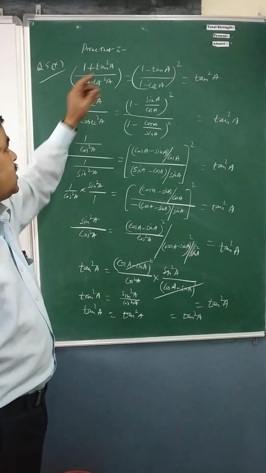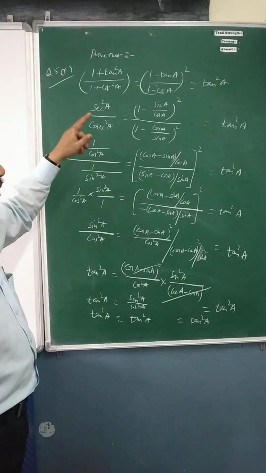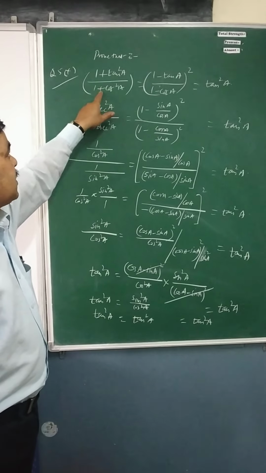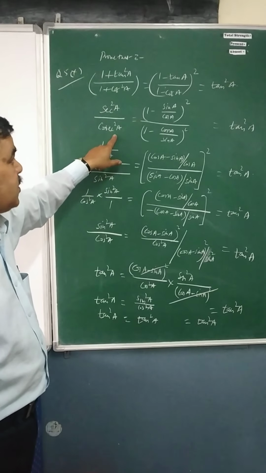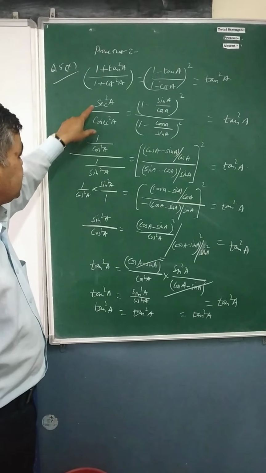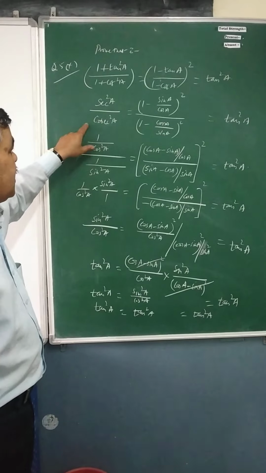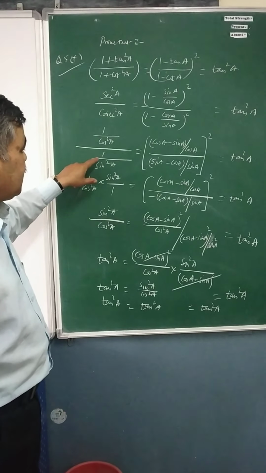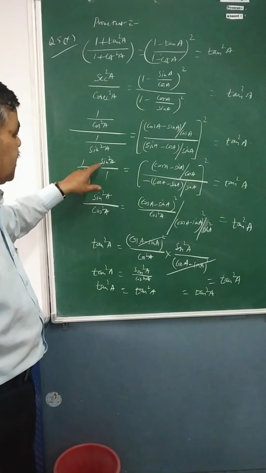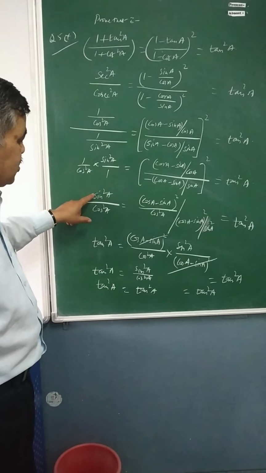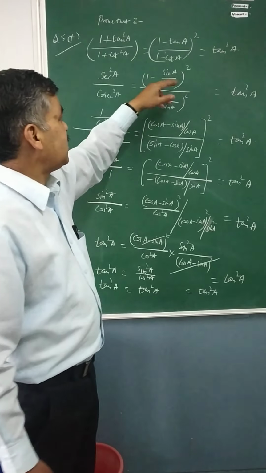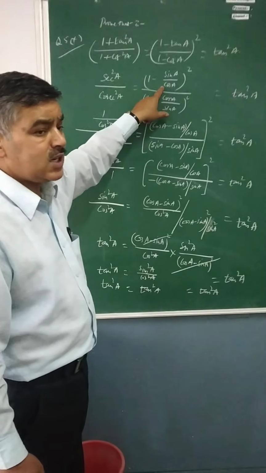So 1 plus tangent square A, I know secant square A minus tangent square A is 1, so 1 plus tangent square A I write is equal to secant square A. Then 1 plus cot square A I can write is equal to cosec square A, because cosec square A minus cot square A is equal to 1. Then if you solve this, secant is the reciprocal of cos, 1 upon cos square A. Cosec square is the reciprocal of sin, 1 upon sin square A. And if you solve this, take the reciprocal: 1 upon cos square A into sin square A upon 1. Here it will be sin square A upon cos square A, and that you know is equal to tangent square A.